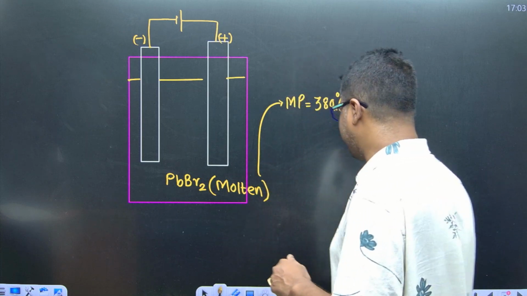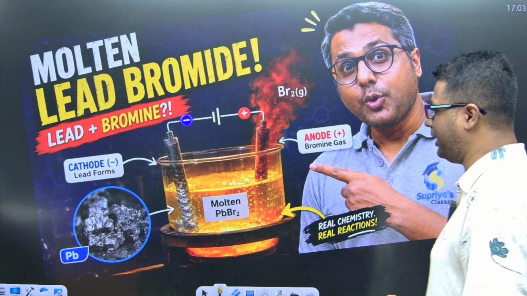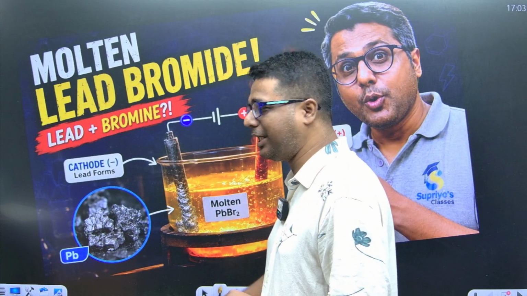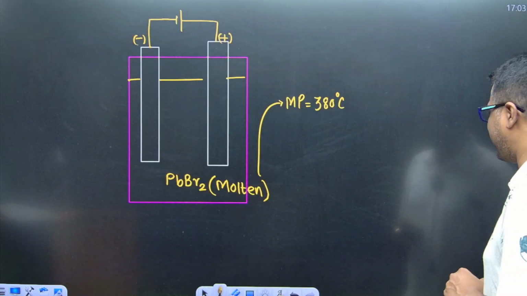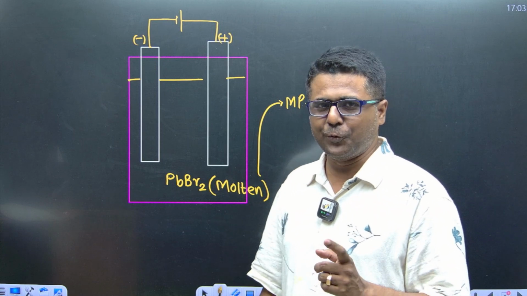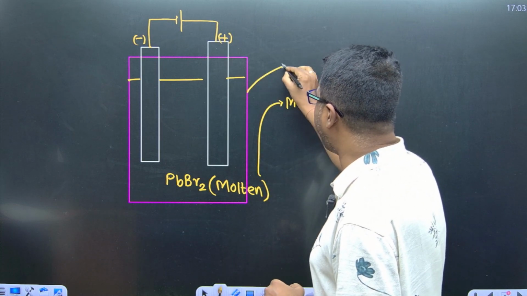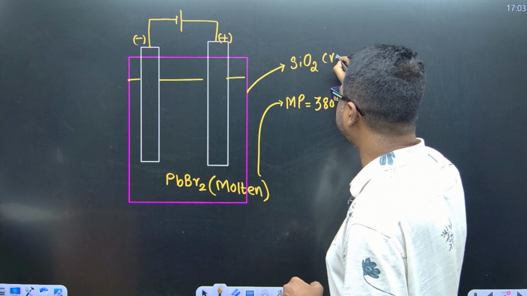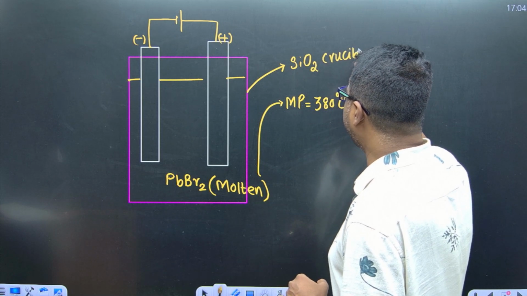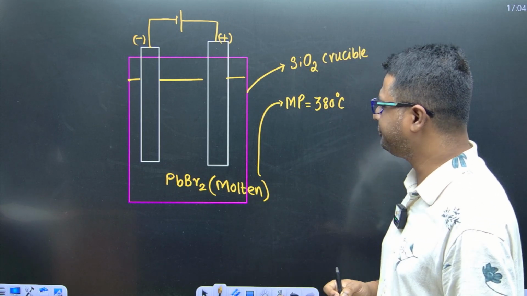So I have to maintain this 380 degrees Celsius over here constantly. Now, as beautiful as you can see over here, such a beautiful glass container is not going to remain beautiful if you are giving this kind of temperature in it. So the container should be made of silica. So I am going to use here a silica crucible.